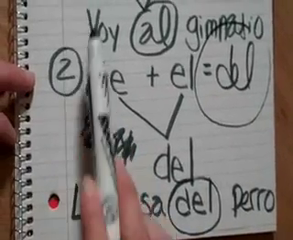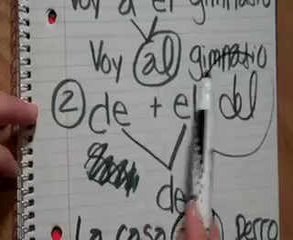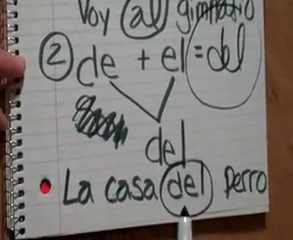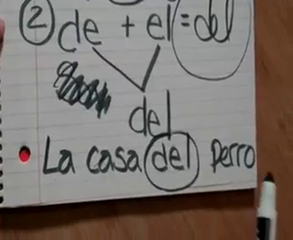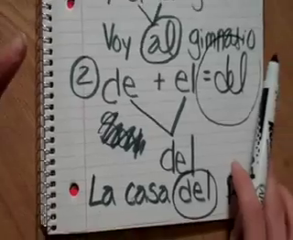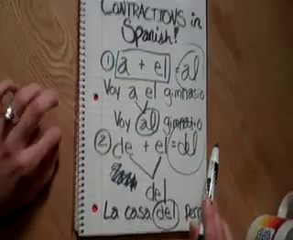So for example, like I showed you, voy al gimnasio, I'm going to the gym, or la casa del perro, the dog's house. So those are your contractions in Spanish. And like I said, only two, and they do not use apostrophes.